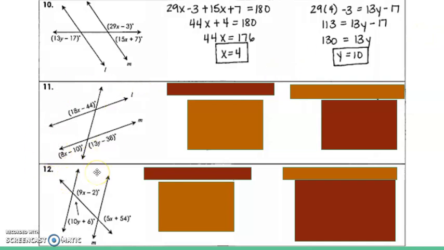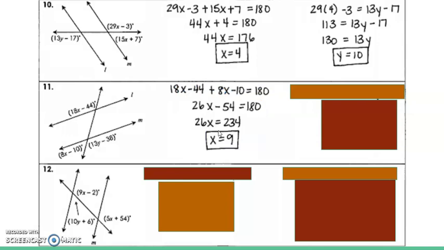Looking at number 11, my x terms are same side exterior or consecutive exterior, which means they are going to be added together to equal 180 because they are supplementary. Once we do that, we find that x equals 9.